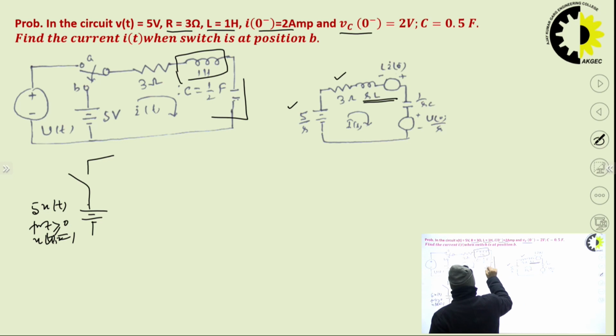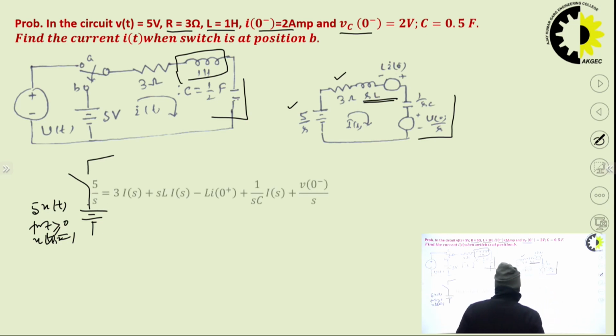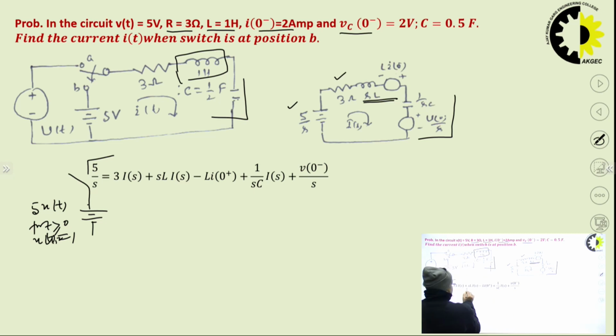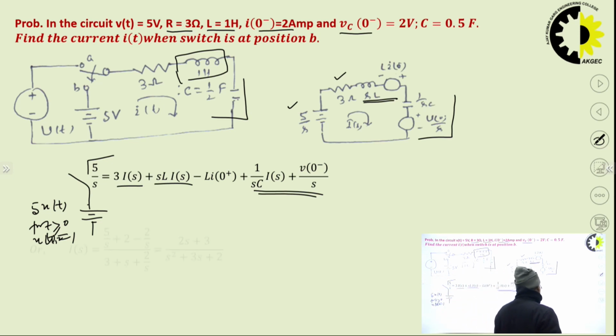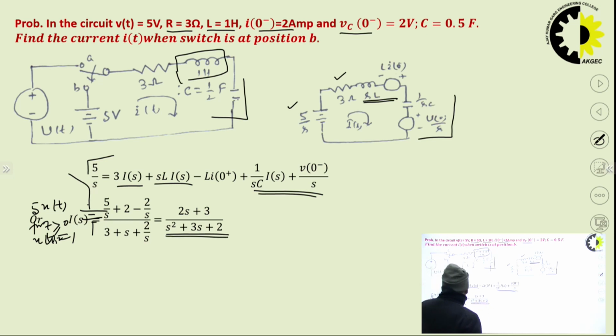Similarly, for the capacitor, we can draw the equivalent of the capacitor in the S domain and then apply Kirchhoff's voltage law. So, we can have 3 I(s) plus sL I(s) minus LI0 plus 1 by sC. So, simple algebra, then find the expression for I(s). So, this is the expression for I(s): 2s plus 3 divided by s square plus 3s plus 2.